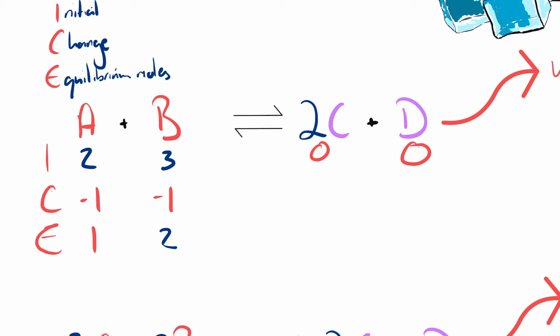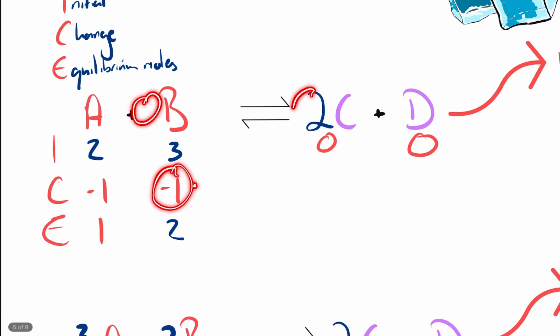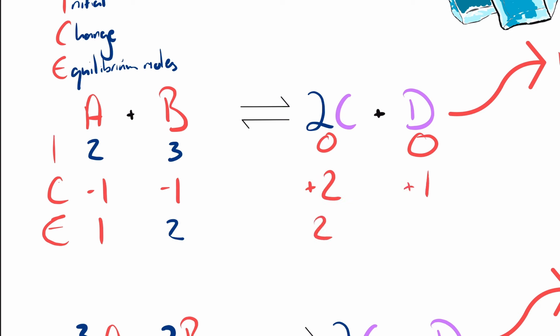Now, A and B are reacting to make C and D. So where we've lost stuff over here, we've gained stuff over here. So if we've lost 1 mole, now we look at our molar ratios. Again, we've got a 1 to 2, so we need to multiply that by 2. So +2, +1, and we're left with those moles.